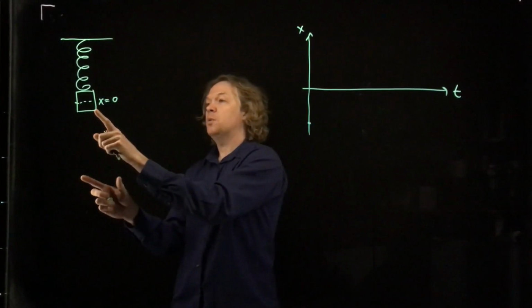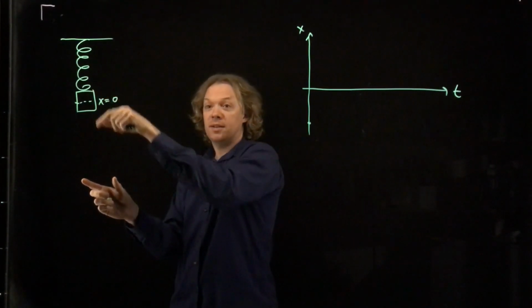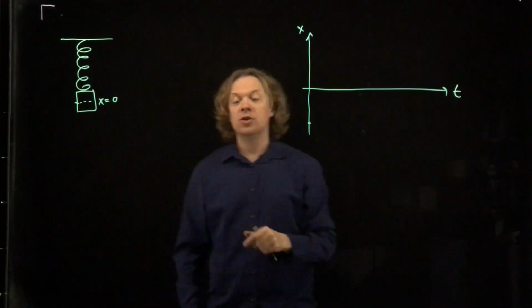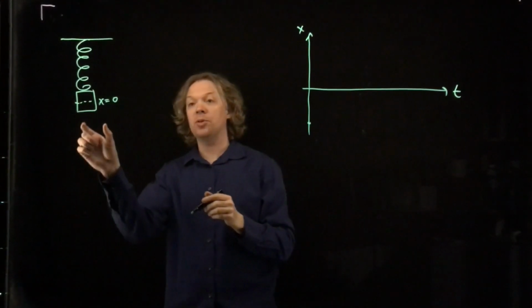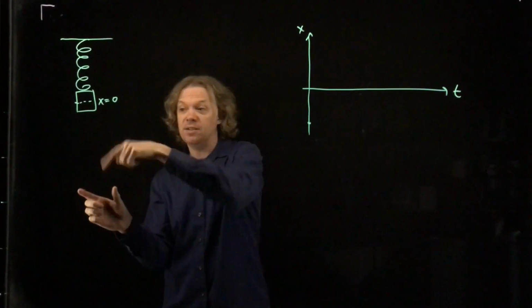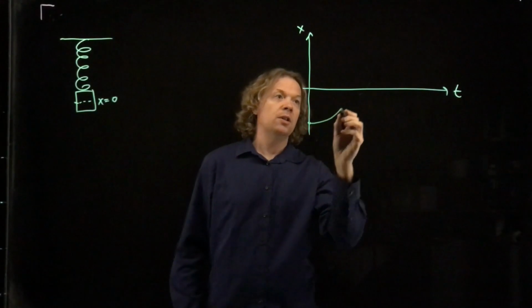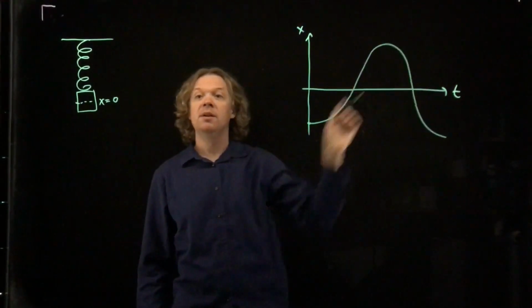So it crosses x equals 0, slows down, hits some maximum value at the top, and then the process happens again in the downwards direction. So you probably know what that looks like. It's going to look like a sine or a cosine curve. Specifically, because I pulled it down and it starts in a negative position, it's going to look like this, right? And it's going to repeat forever and ever and ever.